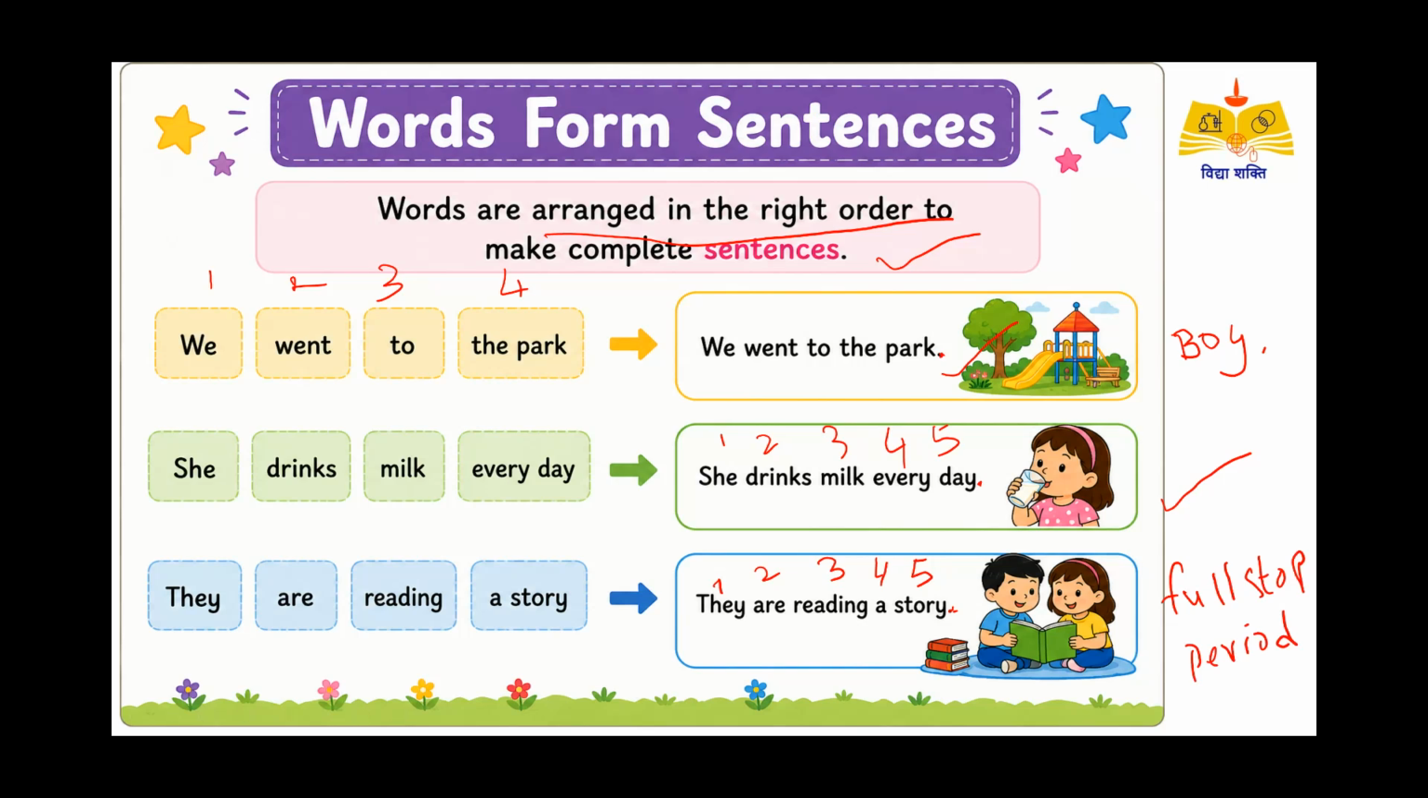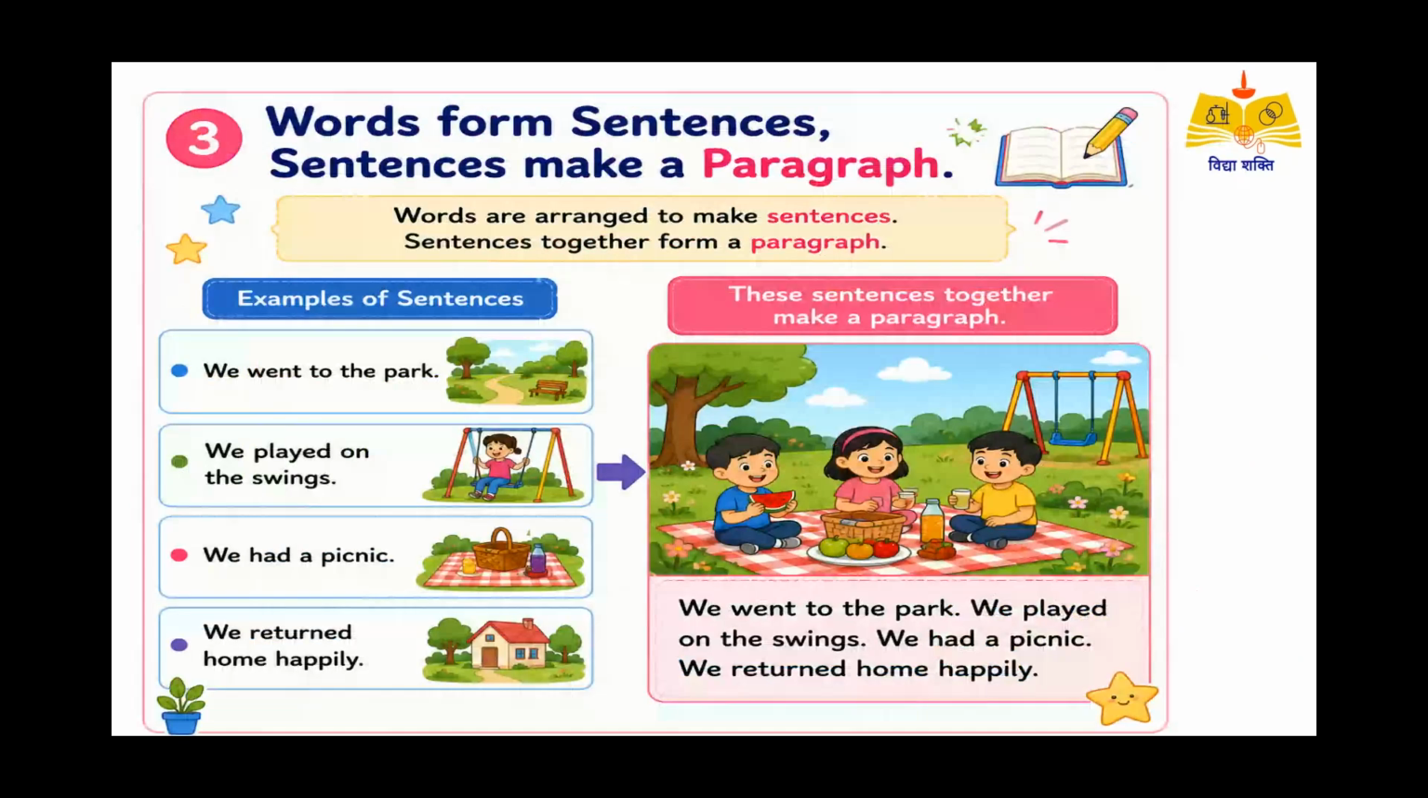Okay, now you have sentences. See, for example, this is the first sentence. We went to the park. This is your first sentence. We played on the swing. We had a picnic. We returned home happily.